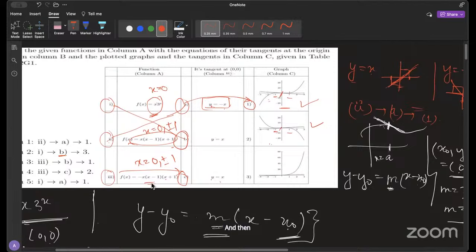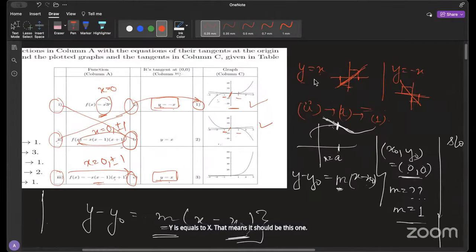And then coming to this one. Now this one has this slope. This is the equation of tangent, y is equal to x. That means it should be this one. Y is equal to x, tangent is this one. So it should be this, right? Is this thing clear?